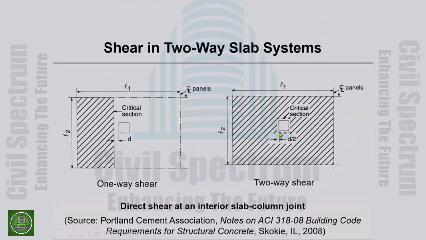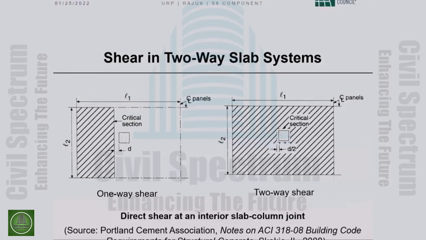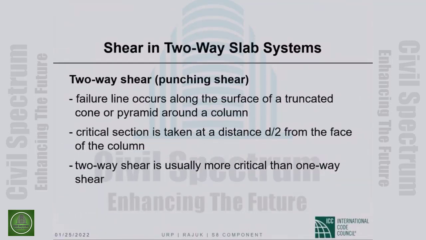Now, this critical section has a thickness equal to the thickness of the slab, or the effective depth of the slab, okay? So I do not know how to describe it. This is, strictly speaking, not a section, okay? The plan looks like this, but the critical section has a thickness through the slab. So the critical section is taken at a distance d by 2 from the face of the column.